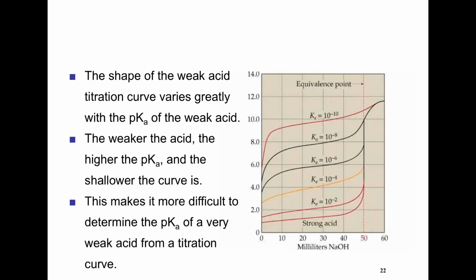Now, the weaker the acid, the more pronounced those changes are. So the strong acid is this one here, and then these are each subsequently weaker acids. So if the weak acid is weak enough, it's almost like you don't get a titration curve at all. It's really hard to find the inflection point there.